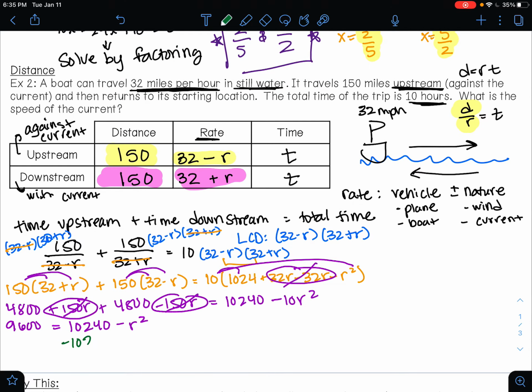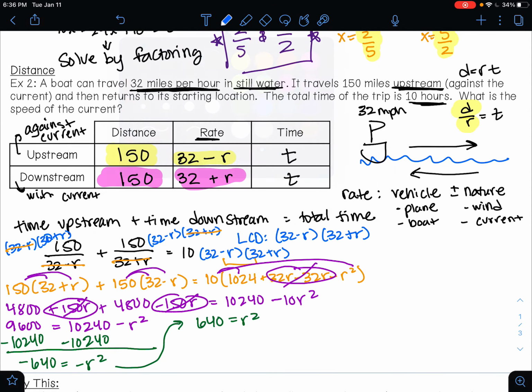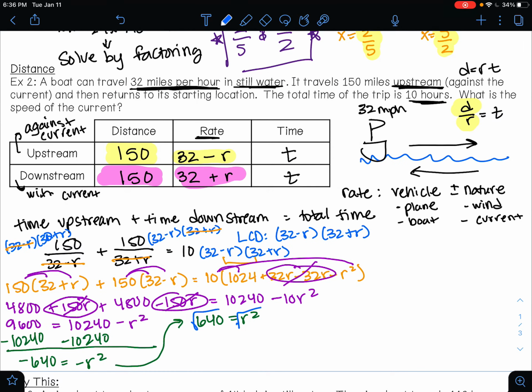So I'm going to subtract 10,240. And when I do that, I get negative 640 is equal to negative r squared. If I divide both sides by negative 1, I'll have 640 is equal to r squared. Now that I've isolated the square term, I can go ahead and undo the square by taking the square root.